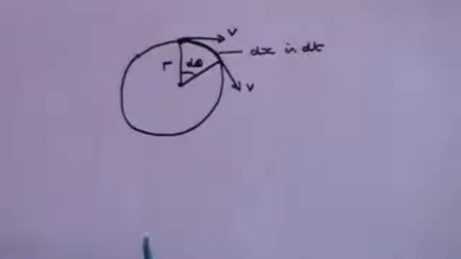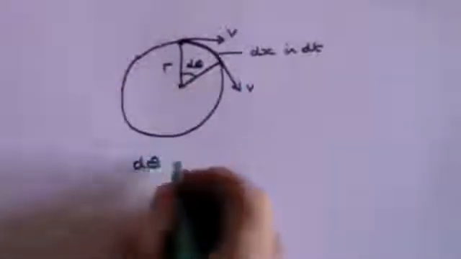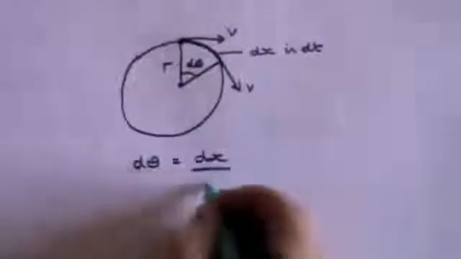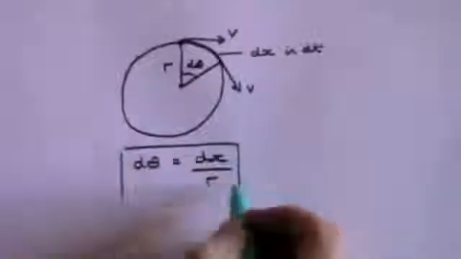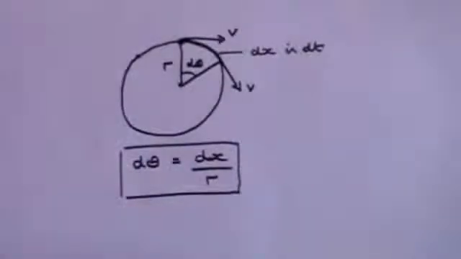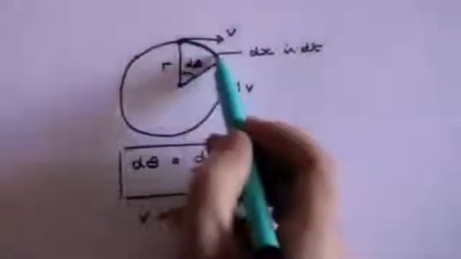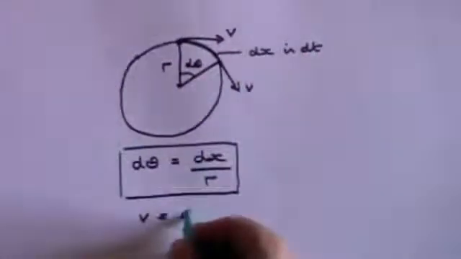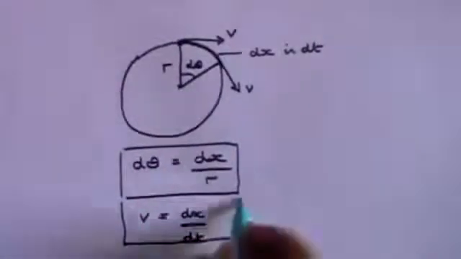Now, there are several things we can say. Firstly, we can work out that this angle in radians, which is d theta, is equal to the arc length, which is dx, divided by the radius, which is r. So that gives us one equation. d theta is dx over r. That's just by definition of the radians. The second thing we can say is that the velocity is equal to the distance divided by the time. Well, it travels a distance dx in time dt. So the velocity is dx by dt. And that gives us a second equation.